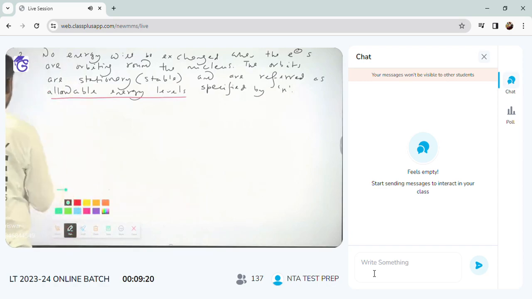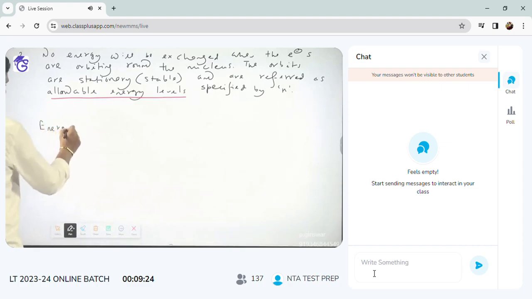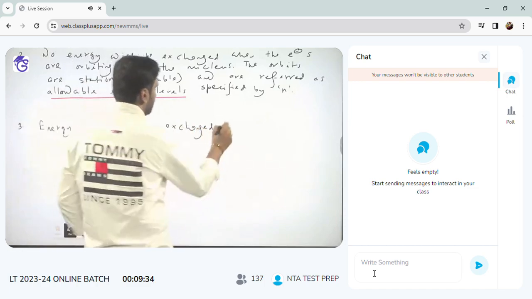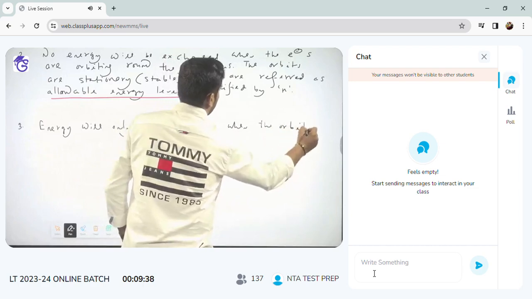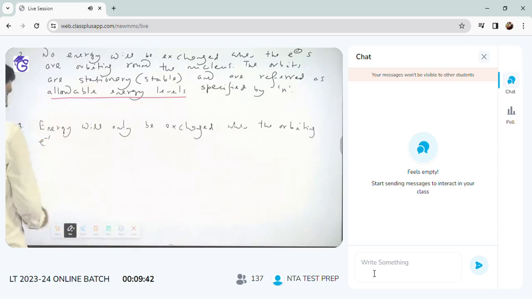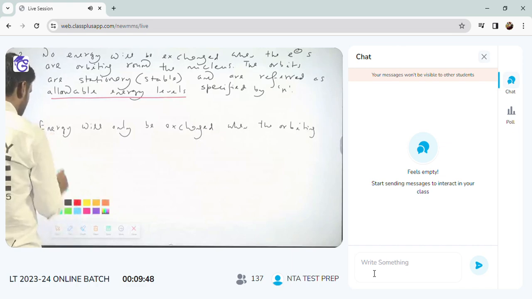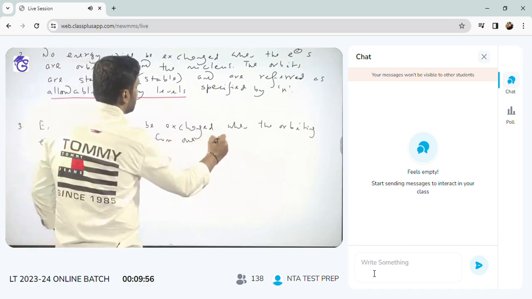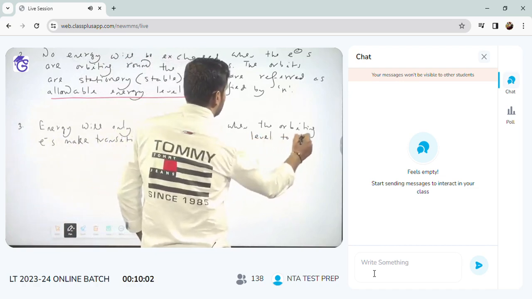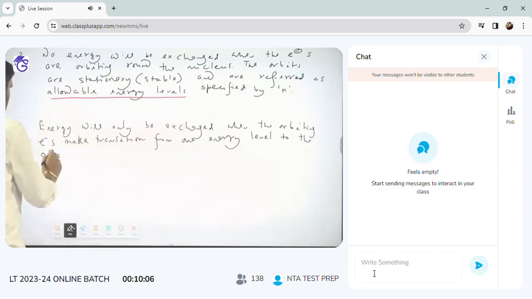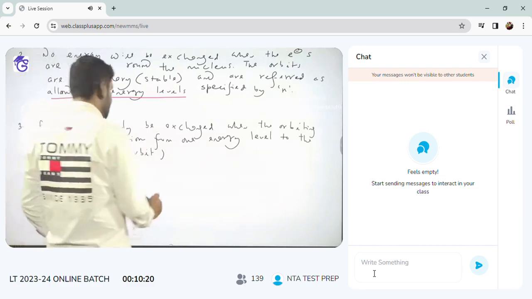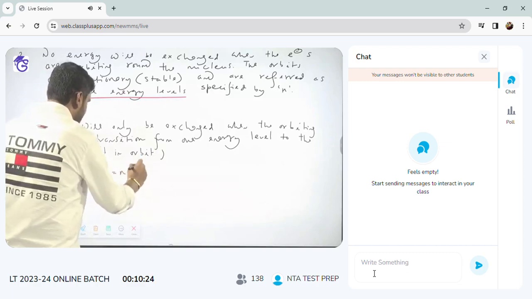Fine. Third point. What is the third point? Energy will only be exchanged when the orbiting electrons make transition from one energy level to the other. That means whenever there is a shift in orbit. And what is the amount of energy change? Amount of energy change, delta E, is written as nh nu.